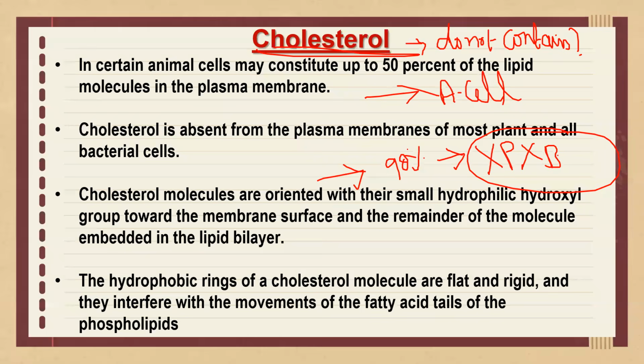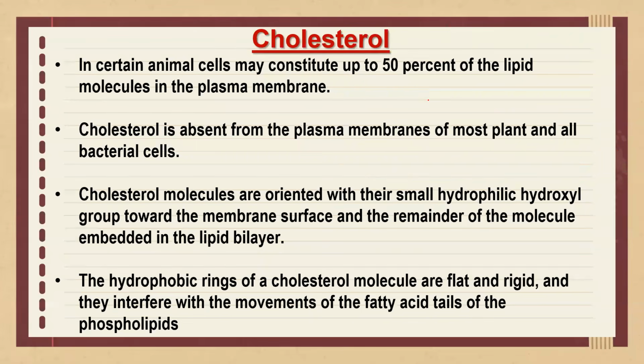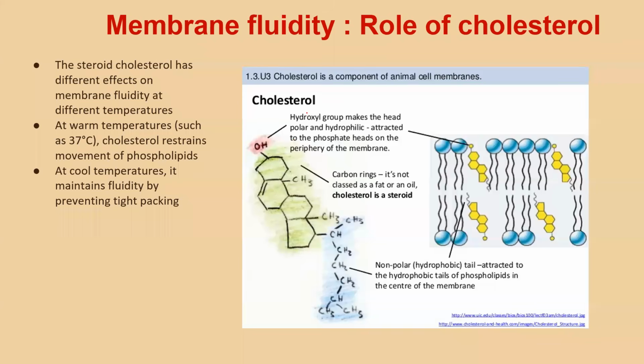Now you can ask me a question. Sir, if cholesterol is absent, then how do the plant cell and bacterial cell show fluidity? They have a different type of lipids. We will explain in the upcoming slides. Okay. Now the question to every student: how is cholesterol embedded in the plasma membrane? This is a very interesting statement. You only look into the picture, very interesting it is.